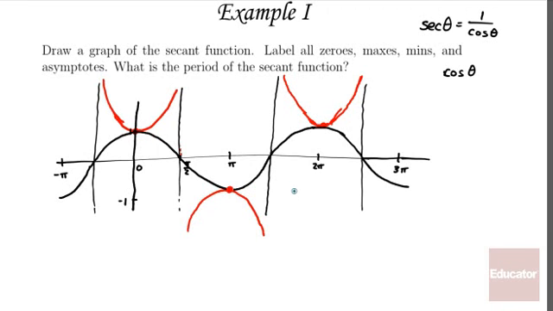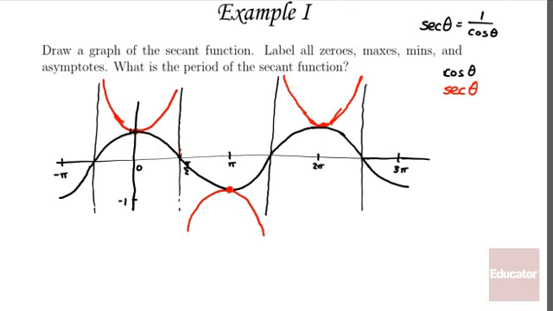While the cosine goes between negative 1 and 1, secant is just the reciprocal of that, so it goes from 1 up to infinity and from negative 1 down to negative infinity. So now I've got the secant graph in red.